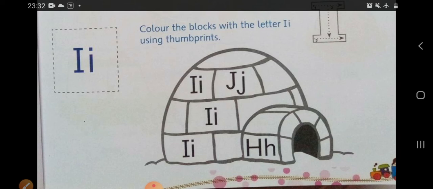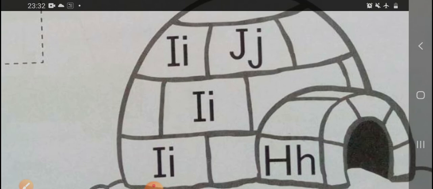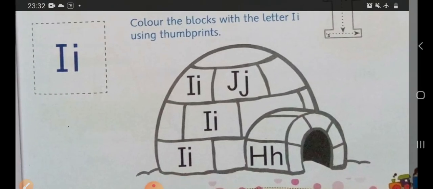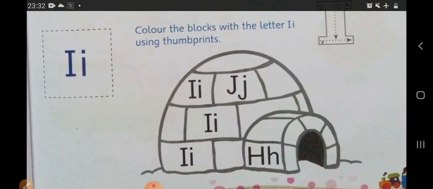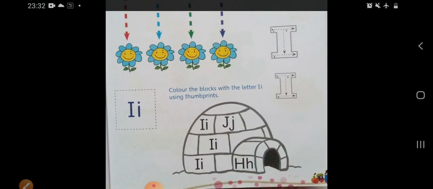Okay, what you have to do is color the blocks, only those blocks where letter I is written. इस block के ऊपर letter I लिखा हुआ, आपको उसी में कलर करना है. Okay, by using your thumb. आपको अपने thumb से, you can use any color. And while you are doing the thumb printing, say this is letter I, E, igloo. Like this. Okay, I, E, igloo. Good.